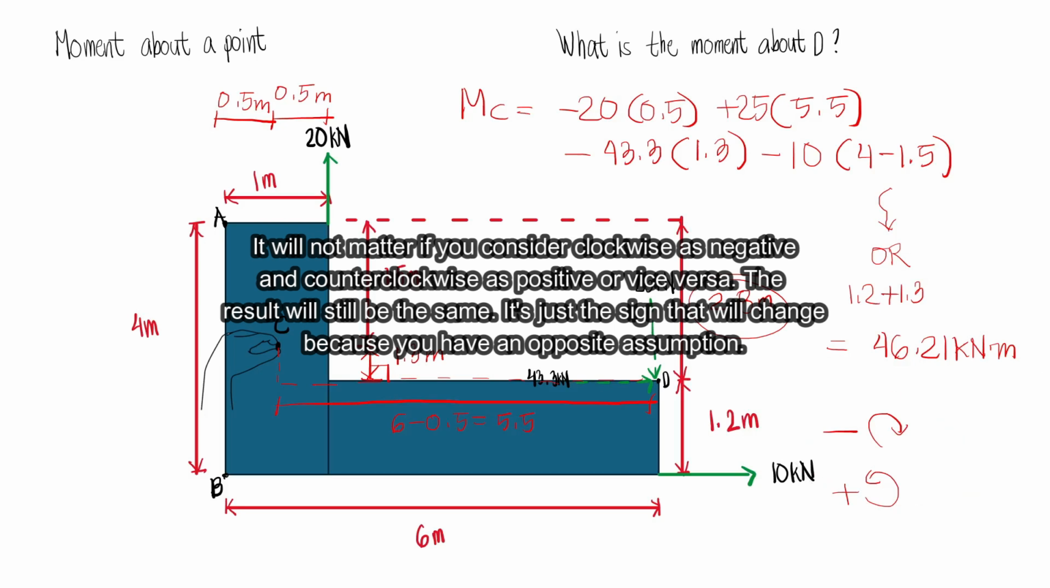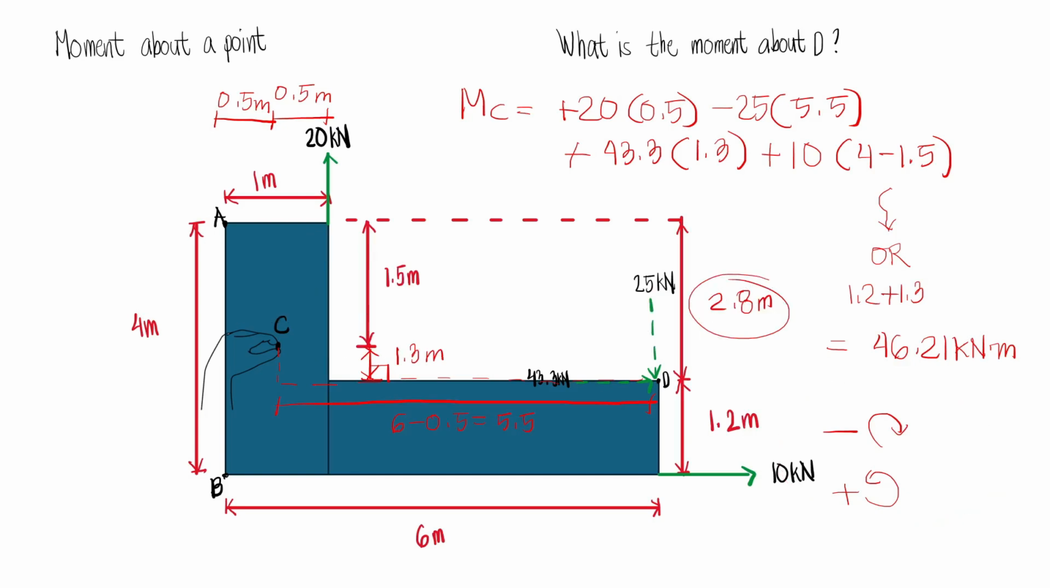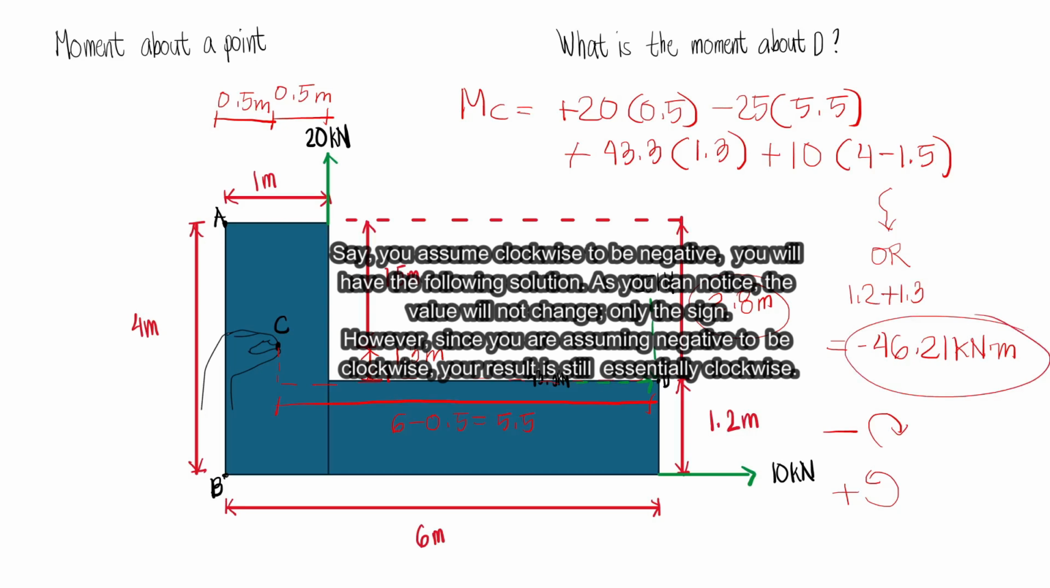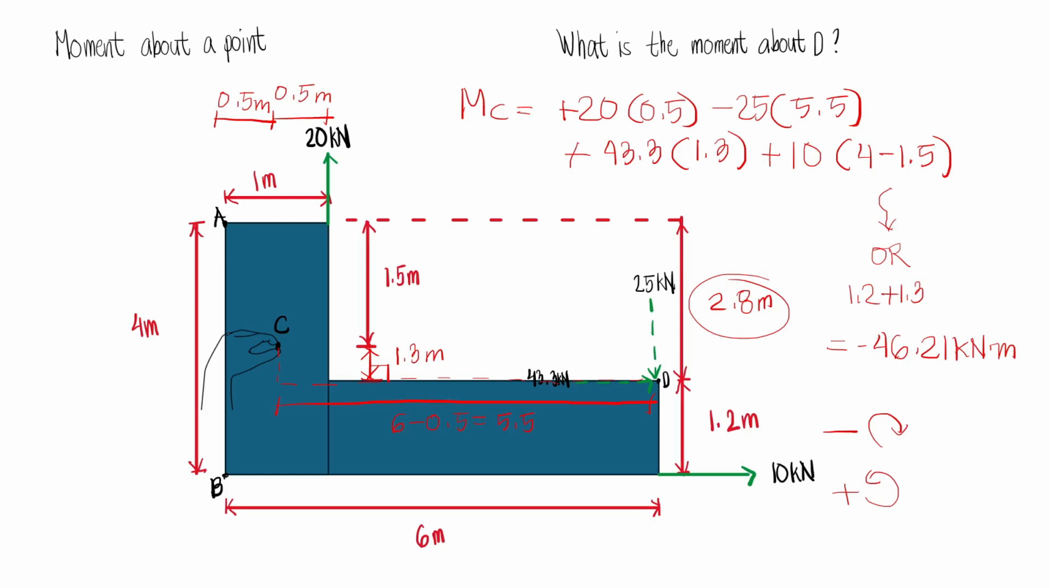Because if you will change this one into positive and then this one into negative and then this one into positive and then this one into positive, considering these assumptions, you will just get minus 46.21, which is just essentially the same value but opposite sign due to the assumption. However, let's just stick to my assumptions. I'm just showing this one for the purpose of discussion. Now, there's something wrong here because this is actually C. We will be solving D in our next question.